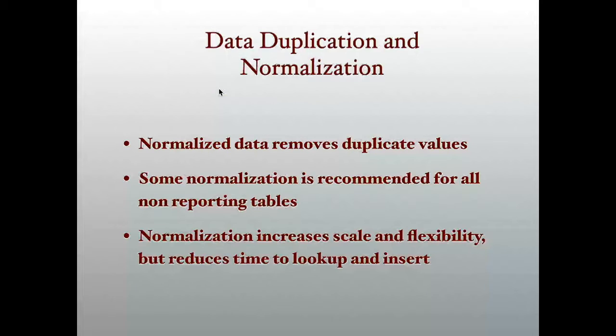Data duplication and normalization. Normalization can get very geeky very fast, but at its simplest, you normalize data in order to remove duplicate values. You're almost always going to do some form of normalization within your data. And so when you think of one-to-many relationships, you could put all of those things in one table.